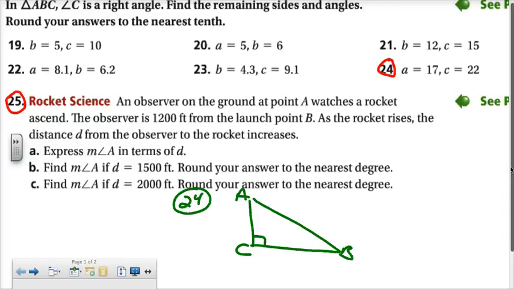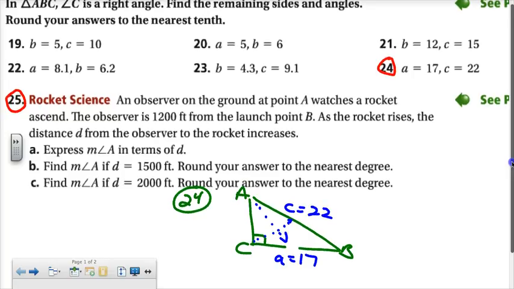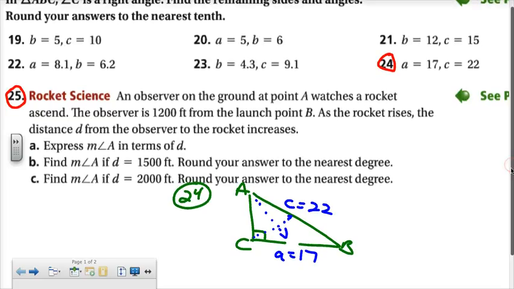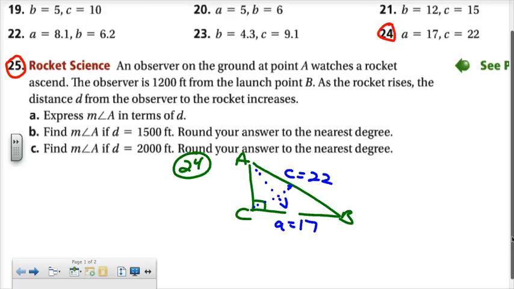So for number 24, it says little a is 17, and remember the lowercase letter is always opposite the uppercase letter. So this little a down here is actually 17. And then C is 22, so here's my C value. Opposite that, C is 22. So now, what they want us to do is find the sides and the angles. So basically what they're asking us to do is called solving this right triangle, where you're finding all the information that you know.